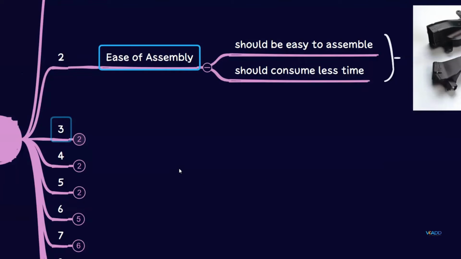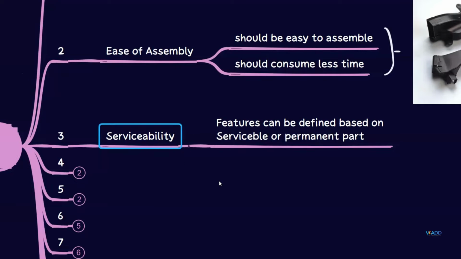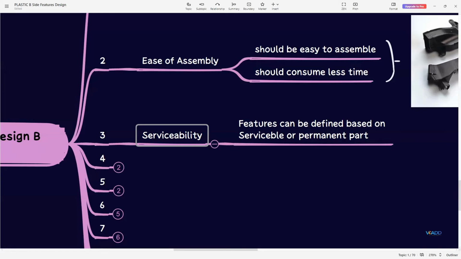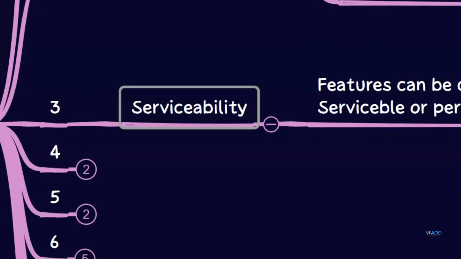Next factor is serviceability. Just consider the serviceability of the part. Features can be defined based on whether the part is serviceable or permanent, whether your part is going to attach permanently or that part is serviceable. Just check if it is needed to remove that part for serviceable purposes. If that is the case, then you should design that type of feature. I'll just show you. I'll just draw one sketch in front of you. I'll just take a graph and draw something. I'll try to draw on the screen here.